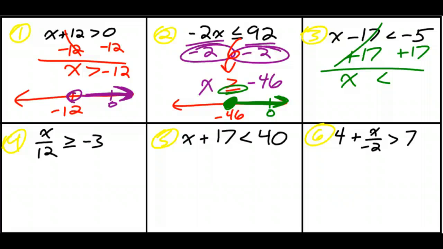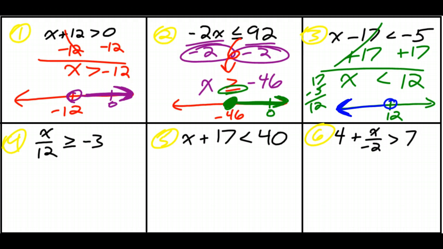-5 plus 17, these numbers have different signs. So if we start at 17 and add -5, we're getting closer to 0. 17 minus 5 is 12, and 17 is larger, so we're going to still be on the positive side of the number line. X is less than 12. Open circle because it's less than, and the less than side is to the left.